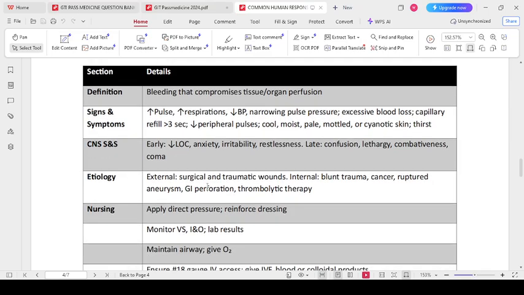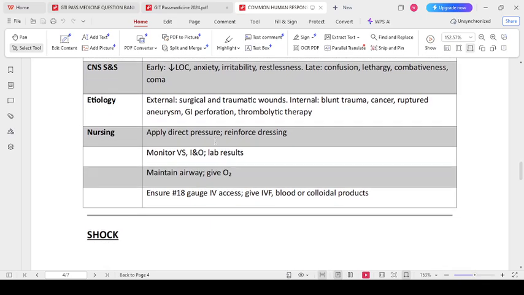In external causes, it can be surgical or traumatic wounds. In internal etiology, it can be due to blunt trauma, cancer, ruptured aneurysm, GI perforation, like intestinal perforation, gallbladder perforation, or appendicitis perforation. It can be due to thrombolytic therapy.